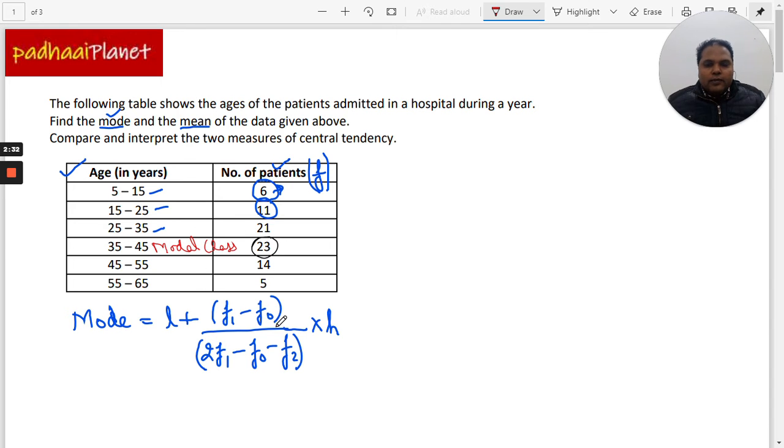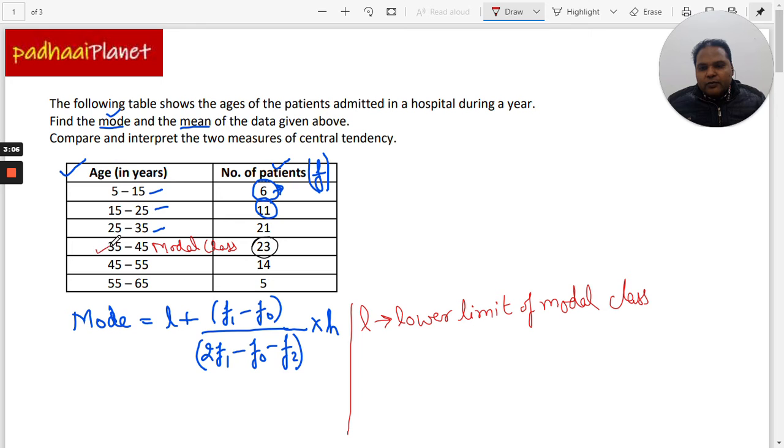Now let's understand how we find these values from this data, from all these symbols. The first thing is L. What is L? L is the lower limit of the modal class. So that means the value of L in our case will be 35.